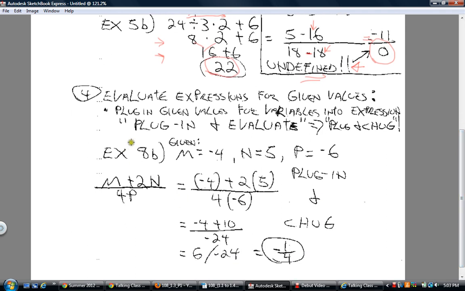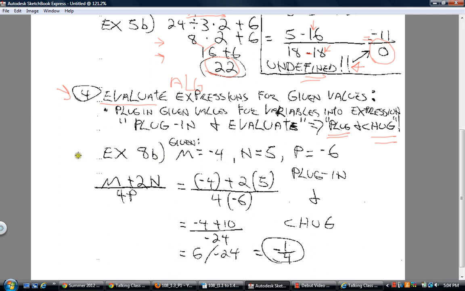Objective number 4. I love these problems. They come in here and they say evaluate the expression. You could put the algebraic expression in here for given values. What they're asking to do is, instead of in algebra solving for x all the time and finding the values, they are going to give you the specific value for the variable or variables, and you're simply going to substitute them in and evaluate. My nickname for this is plug in and evaluate, which turns out to be plug and chug. Now, this is an old engineering term for me, and it means you plug in the values for the variable and you evaluate or chug away on your calculators or in your head.